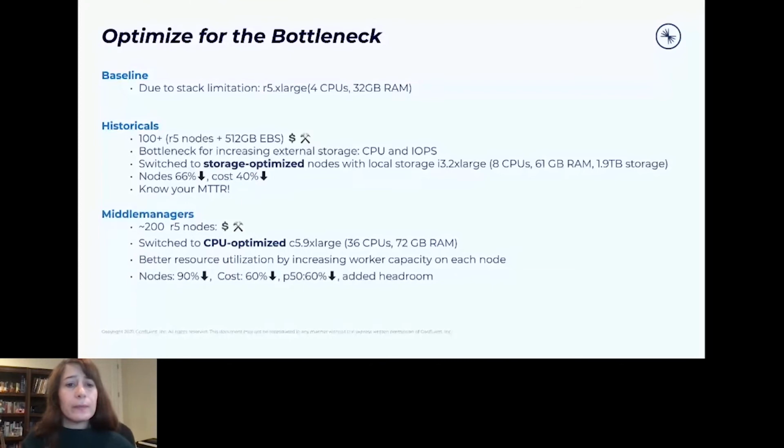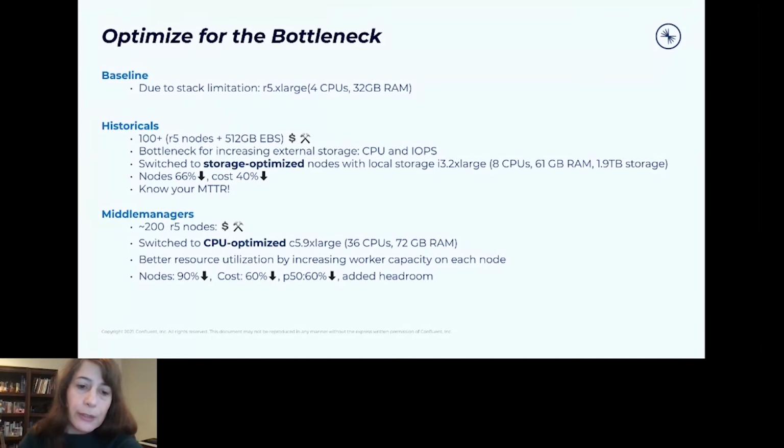The second category is that we should optimize for the bottleneck. Here I'm going to mostly talk about some node optimizations that we made. When we started a cluster, because of some stack limitations, we had to start with R5X large nodes, which are not the greatest choice. Over time, we grew the number of historicals and middle managers. At some point, we had more than 100 historical nodes. Each of these nodes had 512 gigabytes of external storage. That meant high dollar cost and operation cost.